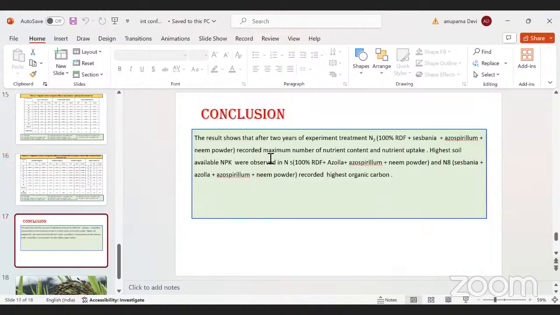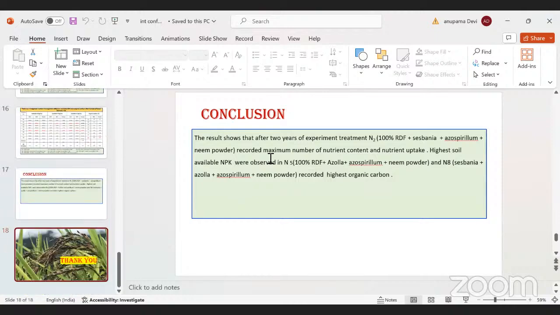And in conclusion, after 2 years of experiment, N2, 100% RDF plus Azospirillum powder, recorded the maximum nutrient contents and uptake by black rice, and the highest soil available NPK was observed in the N5, and the N8 organic treatment has recorded the highest organic carbon content. Thank you, sir.